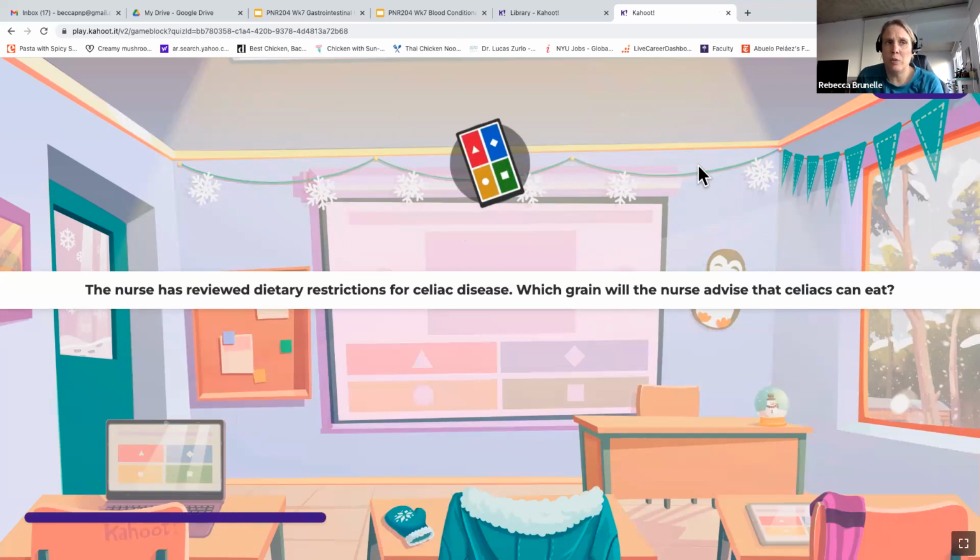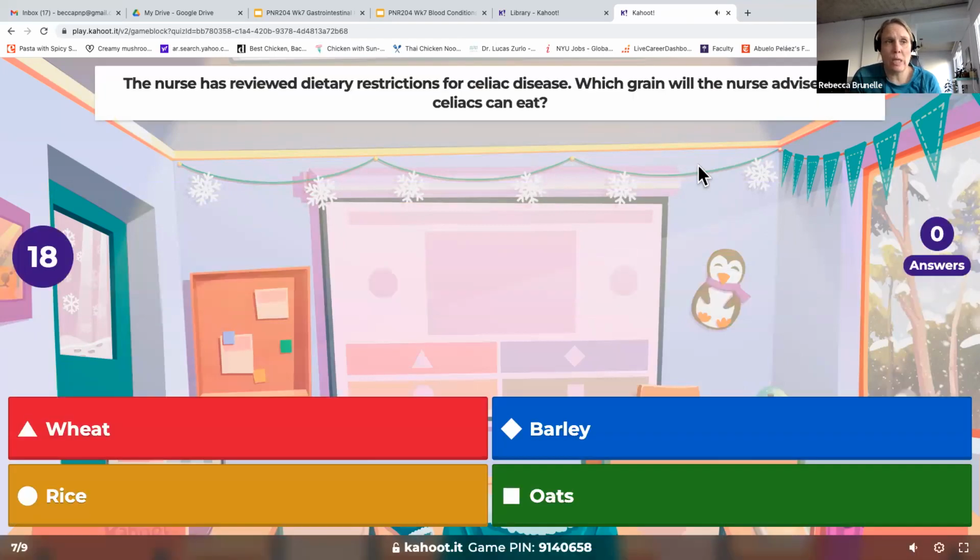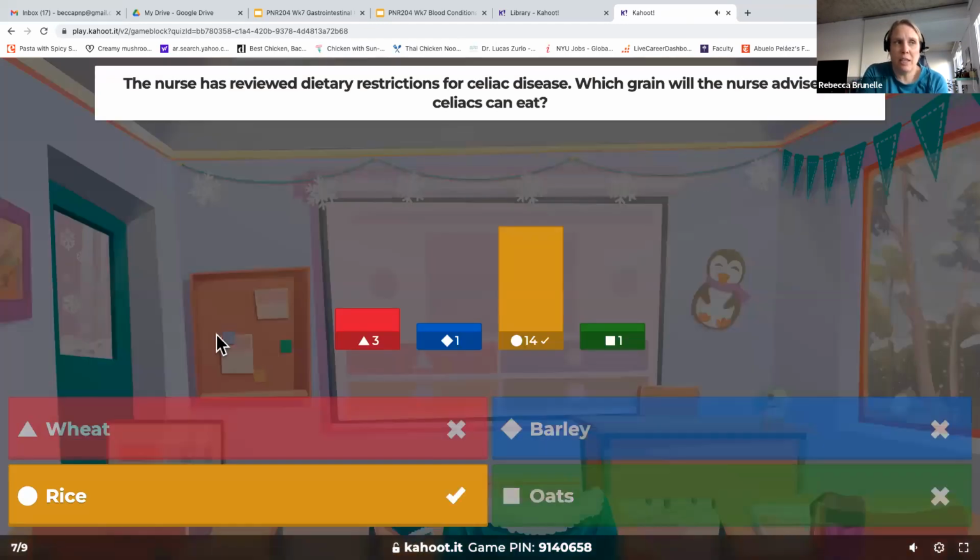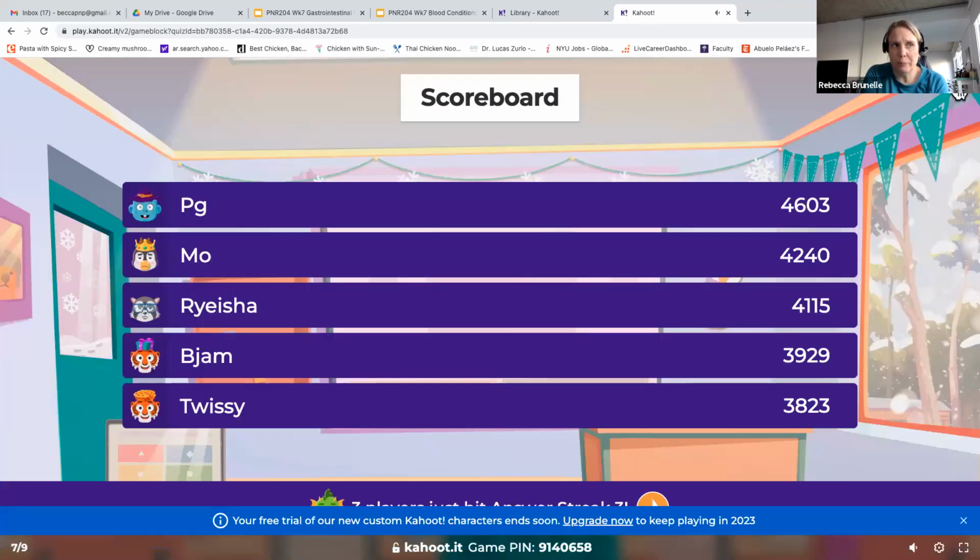So the nurse has reviewed dietary restrictions for celiac disease. Which grain will the nurse advise that the child can eat? Wheat, rice, barley, or oats? All right, so of all of those things, the only thing they can eat is rice. The rest of them contain gluten.